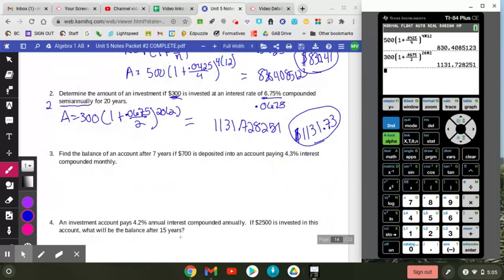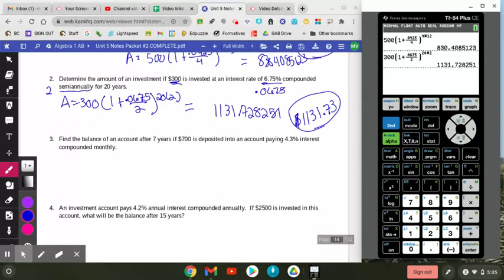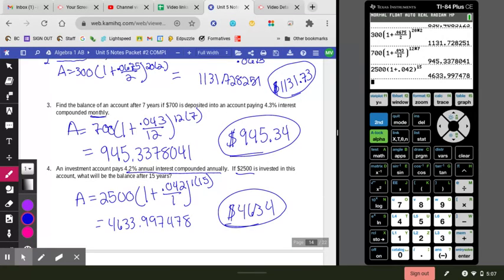Okay, I want you to pause and do number 3 and 4 and come back and check. So for number 3, you can see my work on my calculator. I did 700 parentheses 1 plus 0.043 divided by 12, because compounded monthly, there are 12 months in a year, to the 12 times 7 power, and that's 945.34.